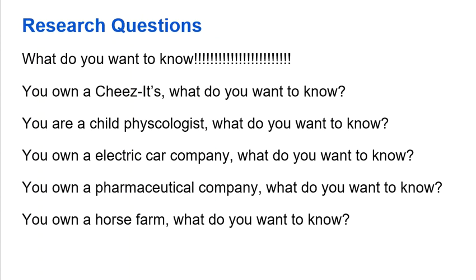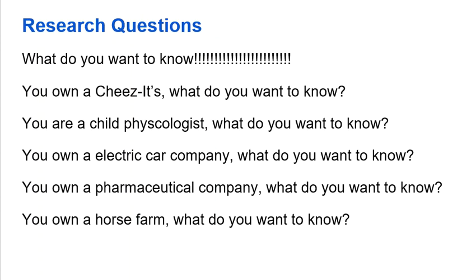Now, another scenario. Imagine you're a child psychiatrist or child psychologist. What do you want to know? What proportion of kids are depressed? What proportion of kids go to bed at night hungry? What proportion of kids are happy? What's the average IQ of a child? What proportion of kids have high IQs? What proportion of kids have low IQs? Lots of different questions, right?